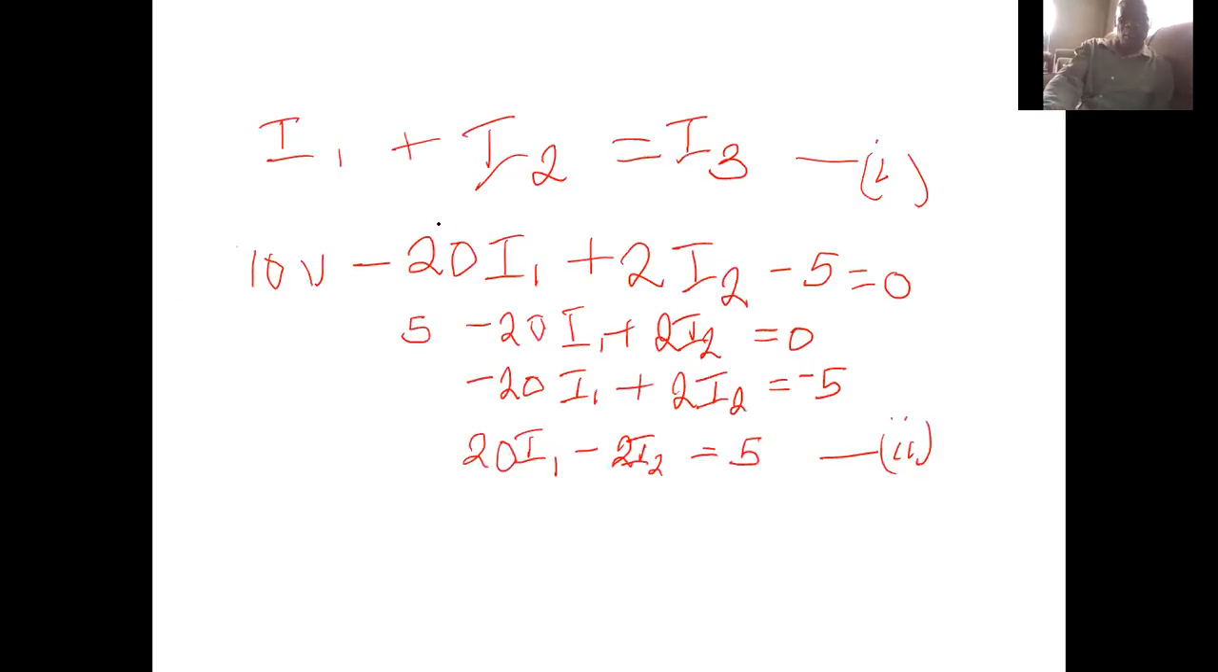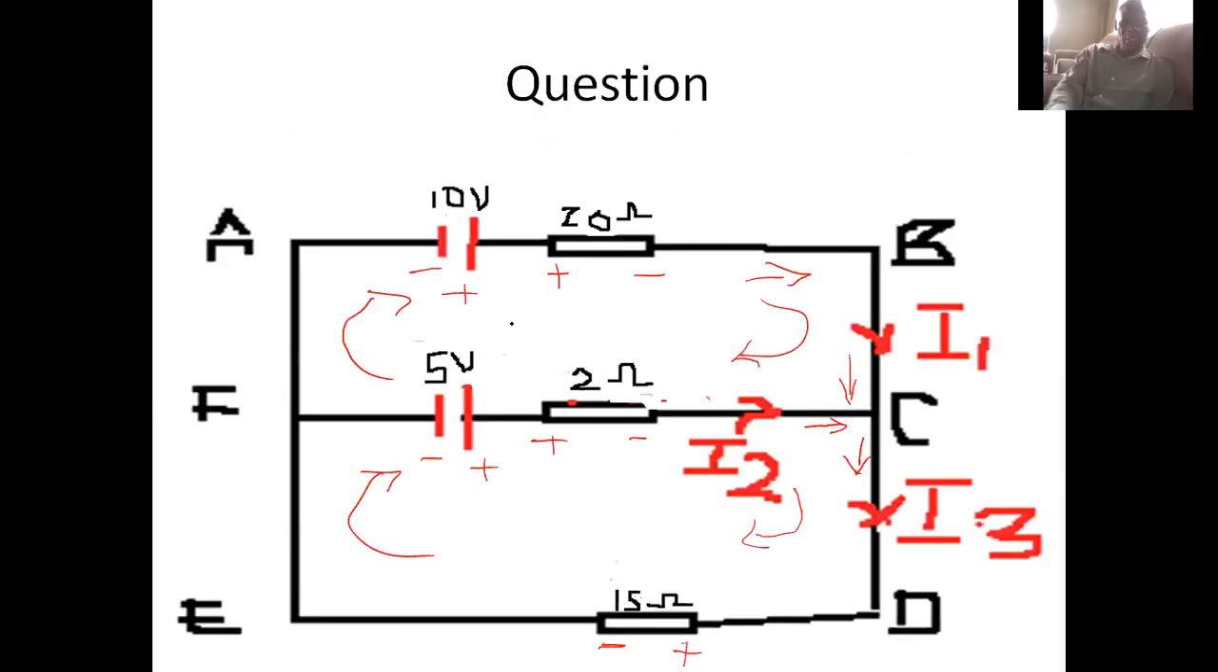Now we look at the second loop. The second loop, as we can see, it will be positive 5. We are looking at loop F, C, D, E. And therefore, if we are starting from here, from negative to positive, this is actually positive, and this one will be negative. And this one will also be negative. And so we have 5 and 2.